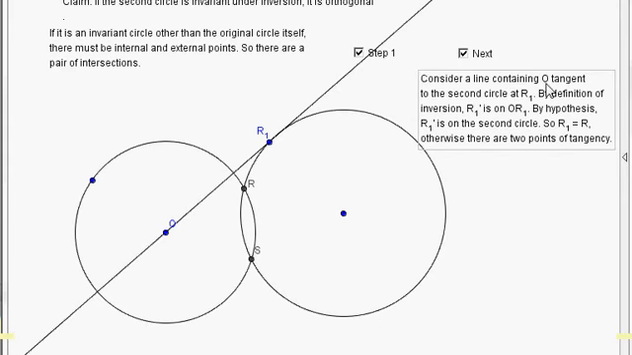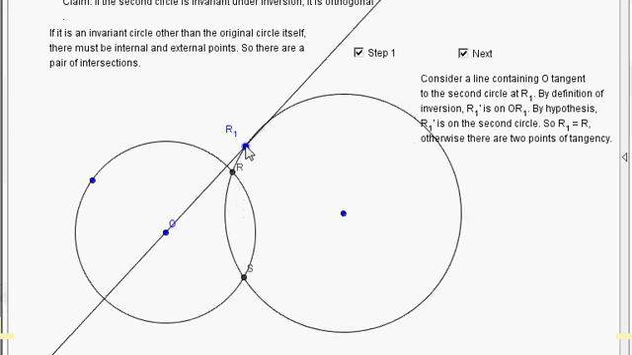So consider the line containing O and the point of tangency, R1, so that this line is tangent to this circle. By definition of inversion, R1 is going to some R1 prime, and it's going to be on this line. By hypothesis, R1 prime is on the second circle. So it has to be on this line and on this circle. Well, if it's a point of tangency, it has to be equal to that point itself. Which means in this picture, that really has to be the point R. This picture can't look like this. In reality, these circles are going to have to be orthogonal for this to work.